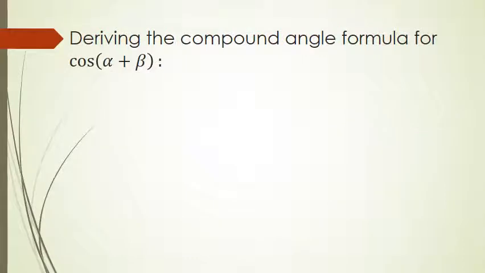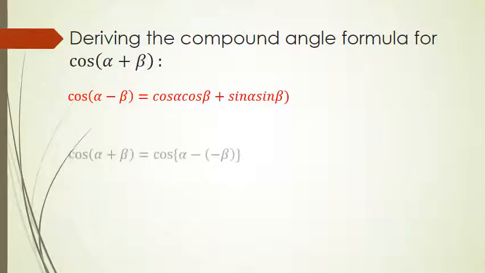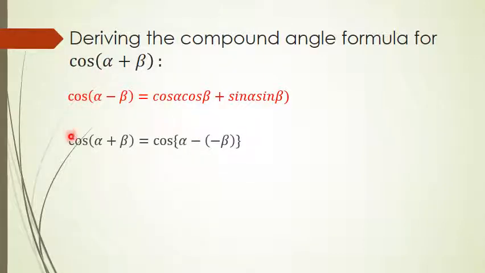Deriving the compound angle formula for cos alpha plus beta. We have proved that cos alpha minus beta is equal to cos alpha cos beta plus sine alpha sine beta. We are going to use this to derive the compound angle formula for cos alpha plus beta. We rewrite cos alpha plus beta as cos alpha minus minus beta. I hope you can see that these two negatives make a positive, so this and this are the same thing.